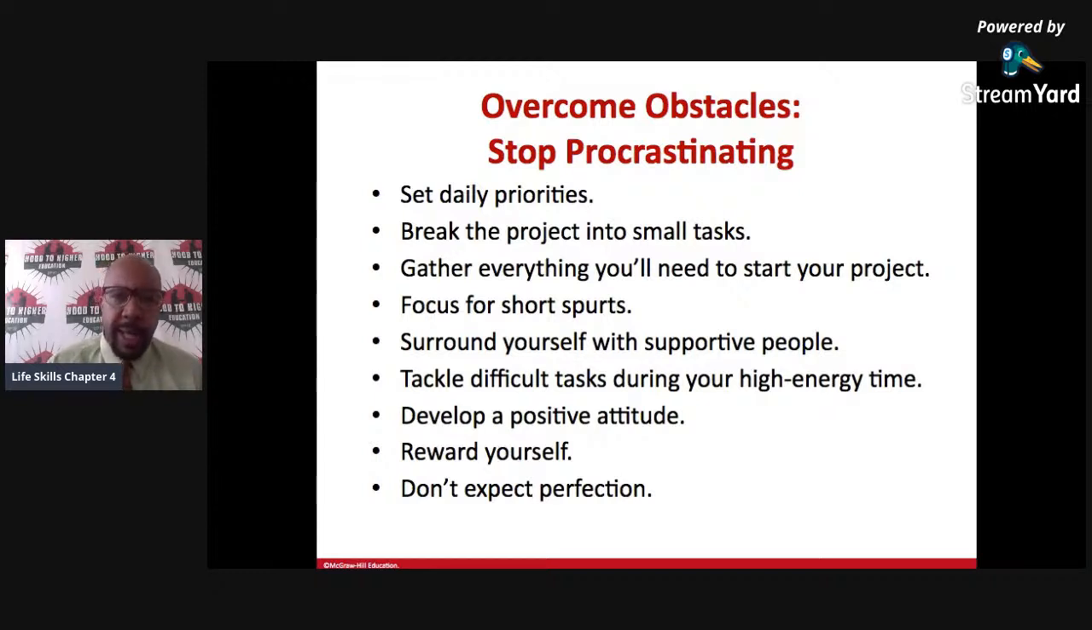Reward yourself. If you get that good grade on that essay or midterm quiz, give yourself a positive reward. That could be going out for ice cream, maybe going to the movie, spending time with a loved one, spending time with family. Don't expect perfection. You're in school in order to figure out ways in which to do better and reach your goals. So that perfectionist syndrome, we have to do away with that.